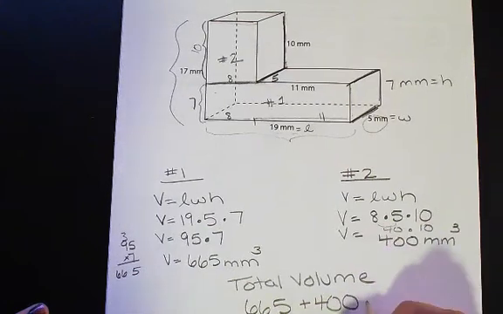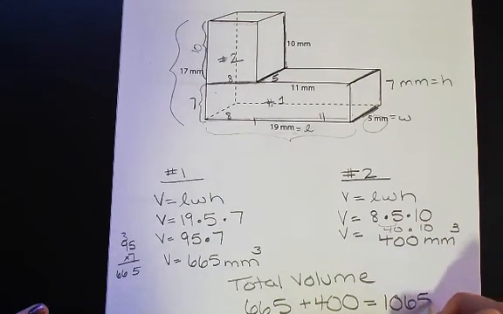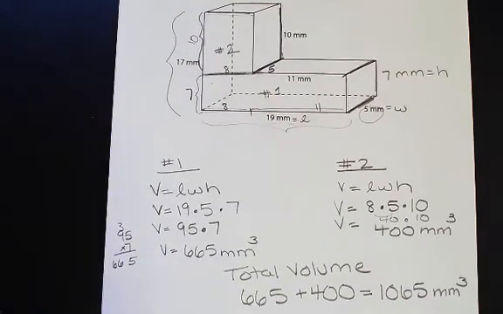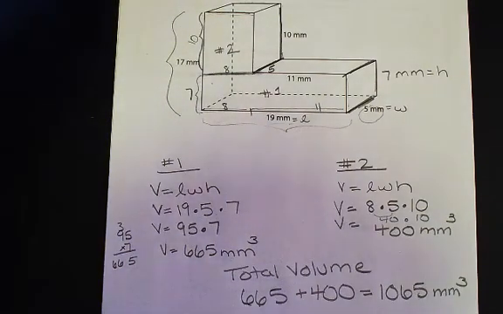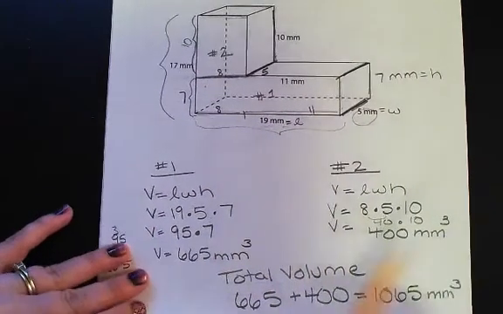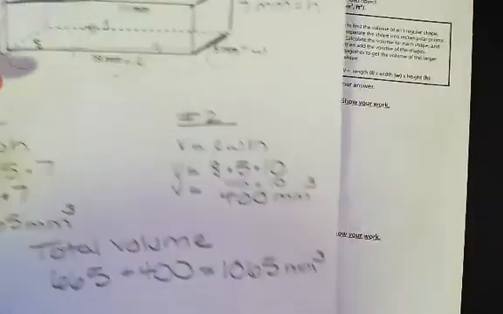Last step, find my total volume. To get my total volume, I'm just going to combine my two shapes. So I'm going to do 665 plus 400 more, and that would give us an answer of 1,065 millimeters cubed. I didn't need to use a calculator for that one because the numbers weren't too bad. So hopefully most of the examples I'm going to give you today you could practice without. But if you need to use a calculator, that's fine, guys.